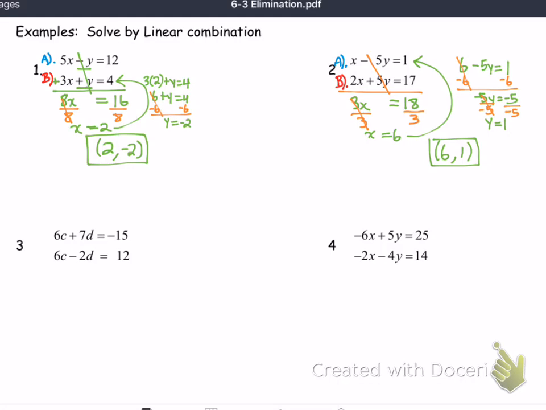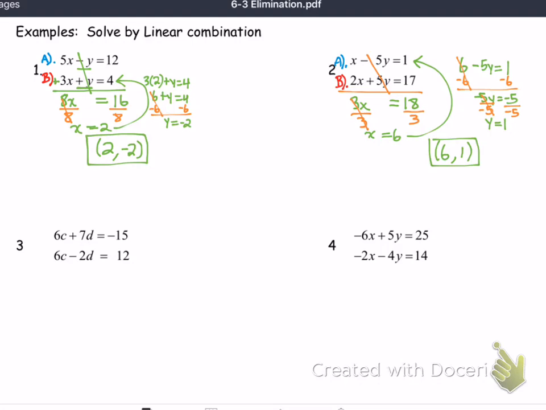If you look at example 3, you'll notice that when you add up and down, nothing will cancel. So this is where step 2, procedure 2, has to come into play. You have to multiply one of these equations so that you get the opposite of one of the variables. Here, there's a positive 6c plus 7d is equal to negative 15, and then another positive 6c minus 2d is equal to 12.